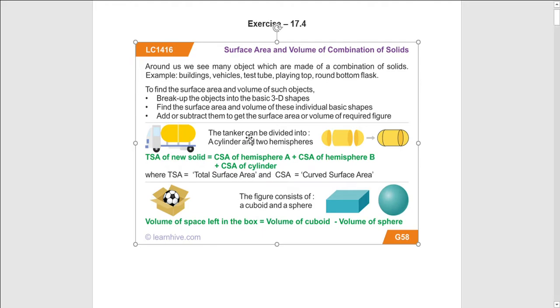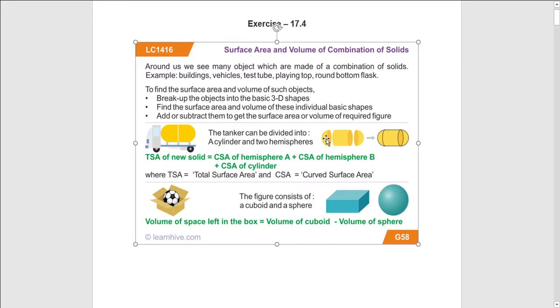So in this chapter, surface area and volume of combination of solids. Around us we see many objects which are made of combinations of solids. Examples: buildings, vehicles, test tube, playing top, round bottom flask. Many more figures are there. To find the surface area and volume of such objects, break up the object into 3D shapes. That means you have to visualize the given figure and find the surface area and the volume of the individual basic shapes.